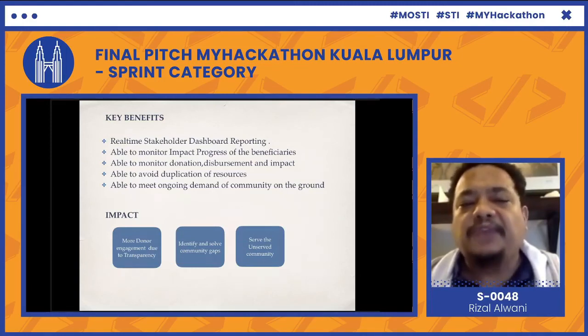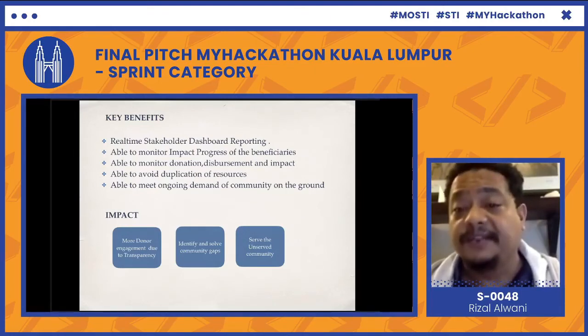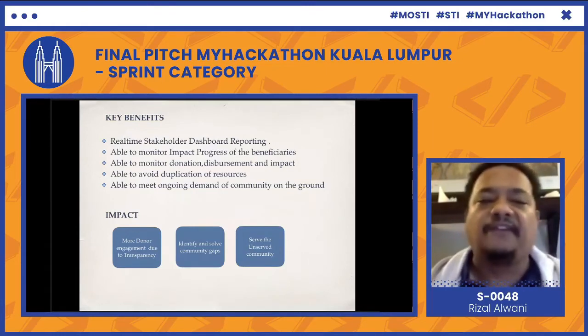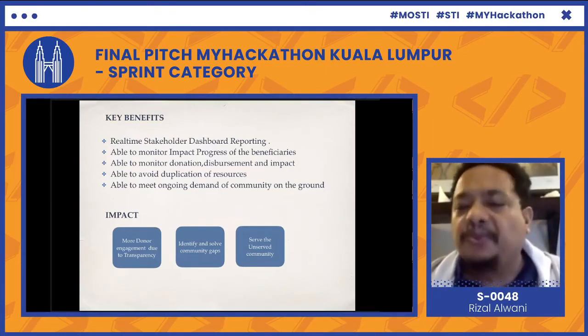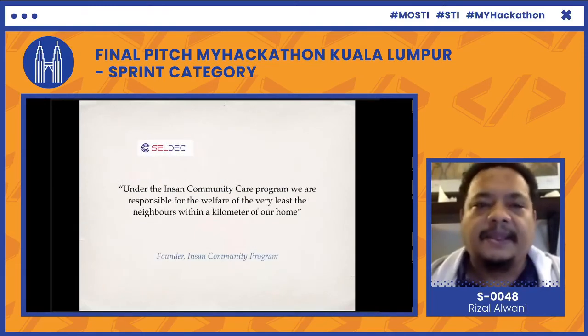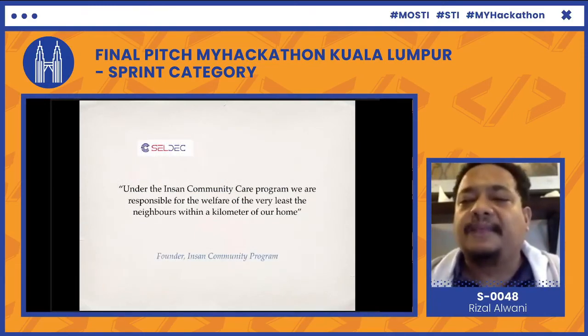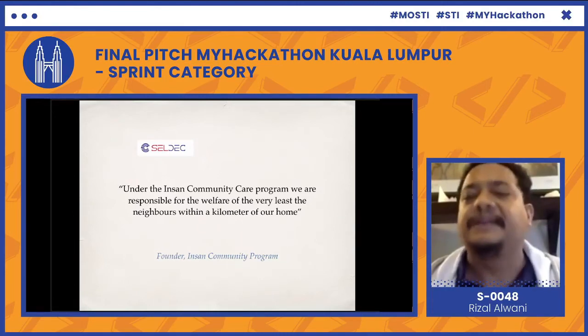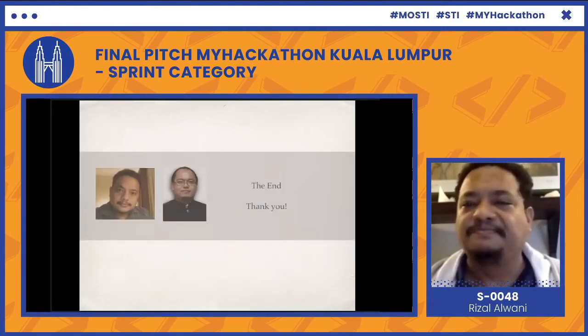So the impact: you will have more donor engagement due to transparency, you identify and solve community gaps, and you serve the unserved community, which is basically those who lost their jobs now and cannot qualify for welfare. In between, we are there to serve them. So under the Insan Community Care Program, we are responsible for the welfare of at the very least the neighbors within a kilometer of our home. Thank you.